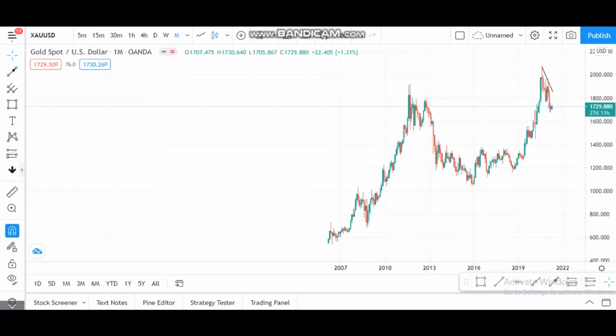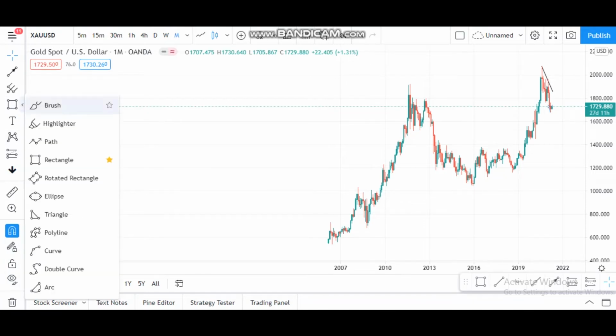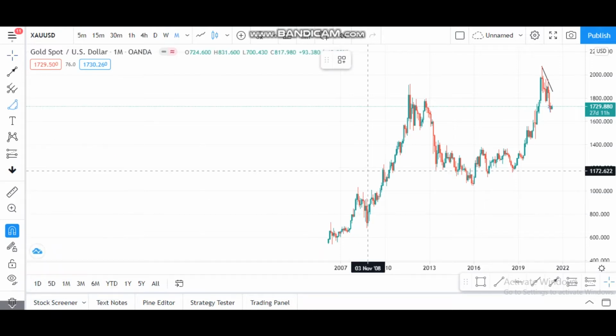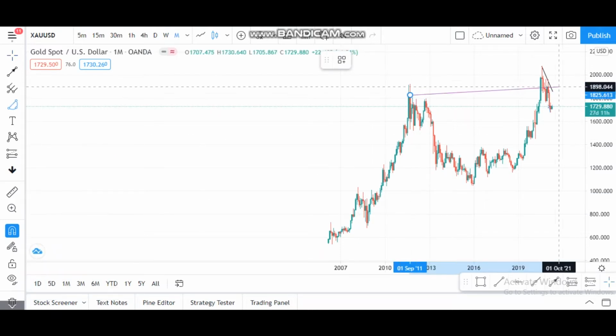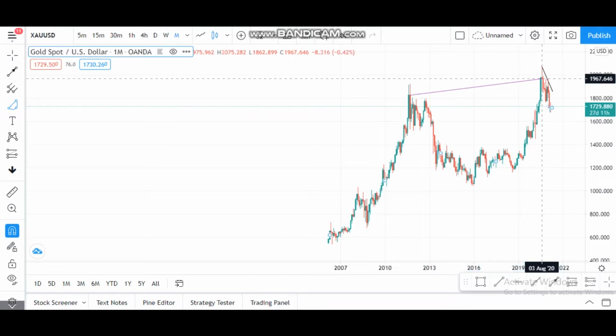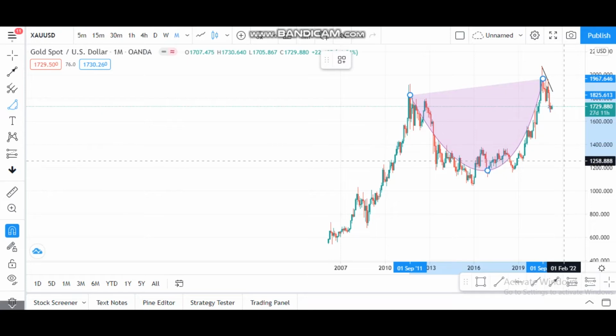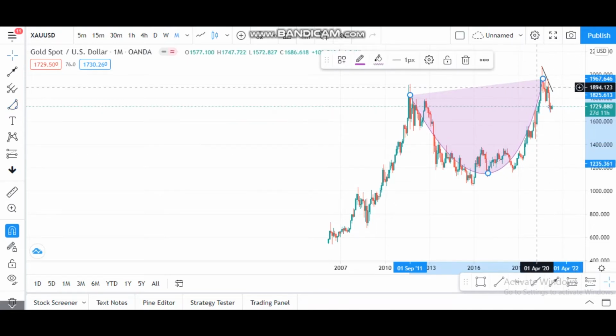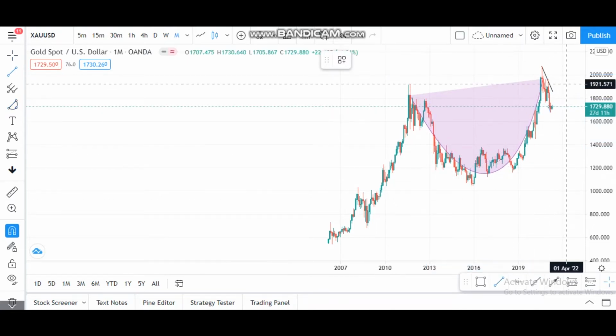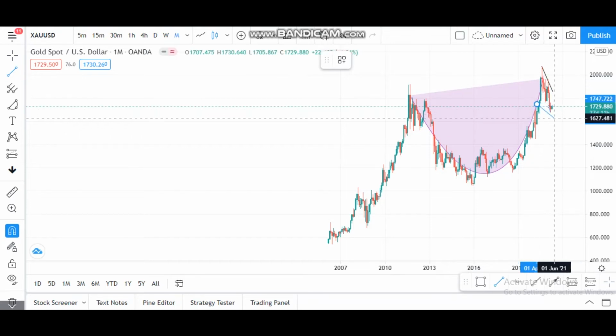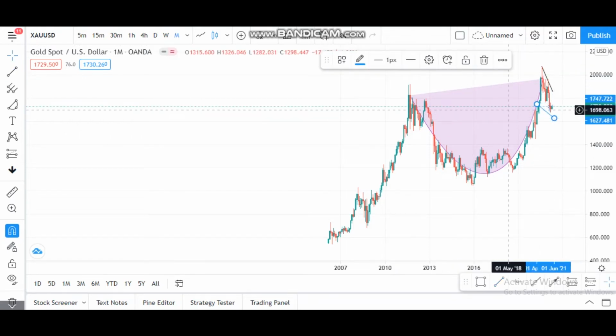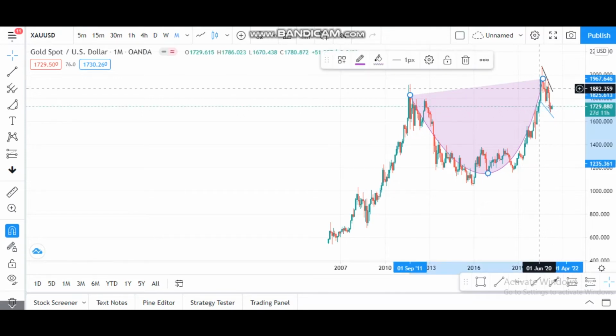Let me illustrate what I'm saying on gold here on monthly. We have a cup on gold. This is an arc on gold, and this is a handle. It's forming a cup and a handle on gold. That's what's happening on gold: a cup and a handle, and that's the handle.